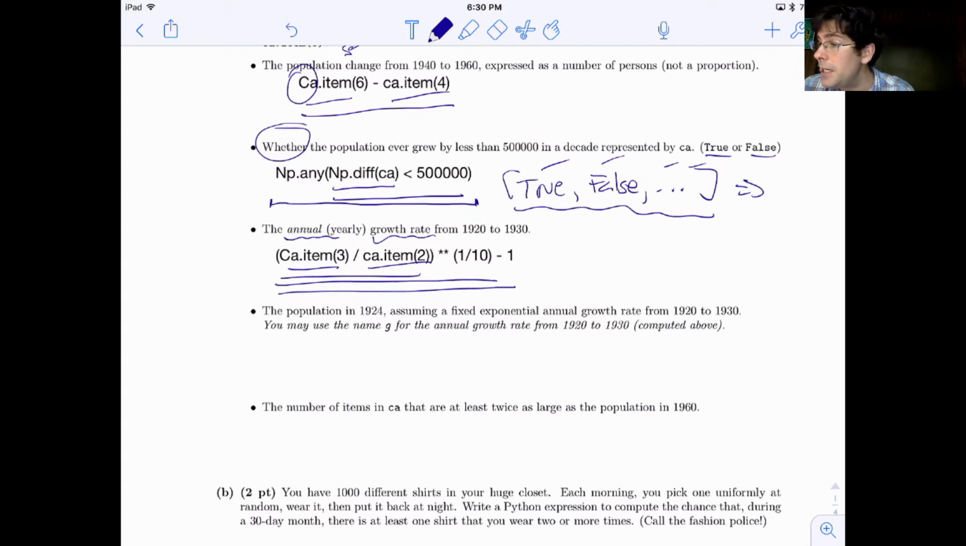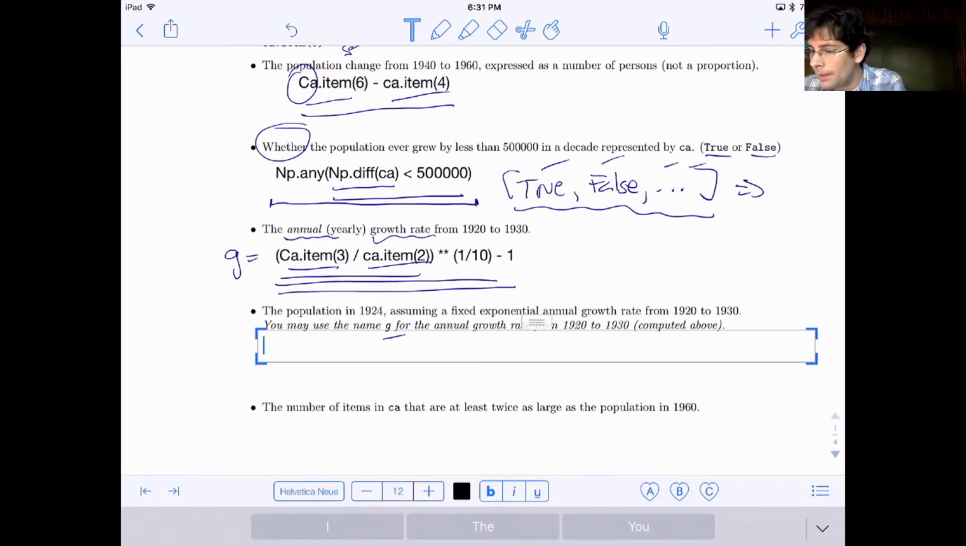You may use the name G for the annual growth rate. So it's as if we had said G equals. And now we can use G again. When you apply a growth rate, you have to take the original value, that in this case would be the population in 1920, multiply it by the total growth after 4 years. Going from 1920 to 1924 means I take G and raise it to the 4th power. So that's 4 different years of an annual growth rate.